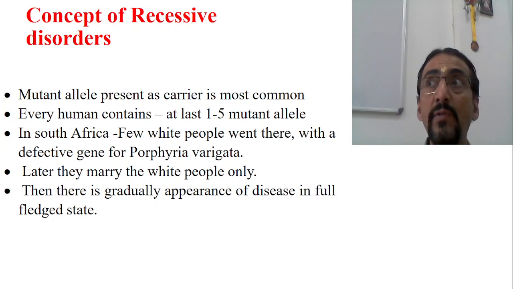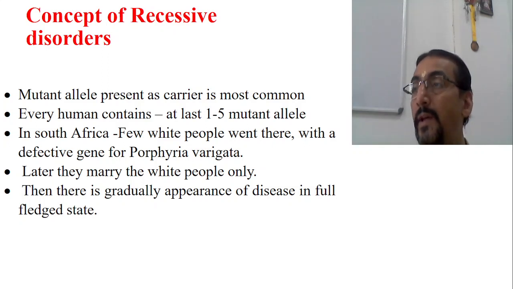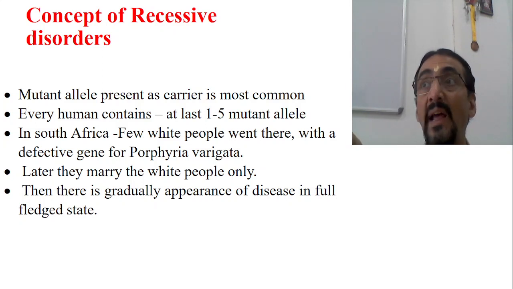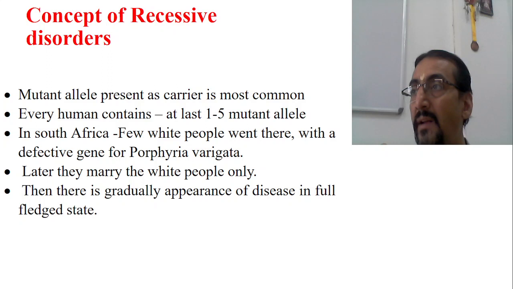So then gradually, after a few generations, what happens? The disease Porphyria variegata developed in a full-fledged way. The reason is they had a carrier gene in their allele. As long as they are not marrying the same family member, there is no problem. But after many generations, as they are not willing to marry or have sexual contact with the black people present in South Africa, they prefer only the white people. The white people were very limited, those who came from England.